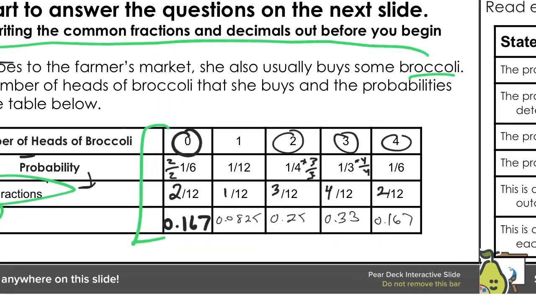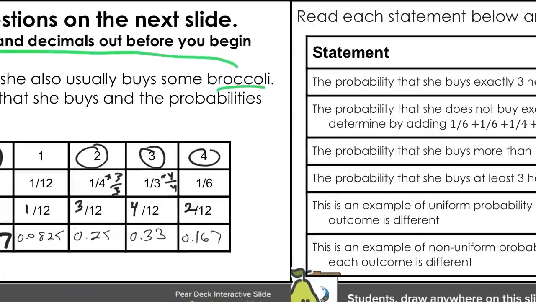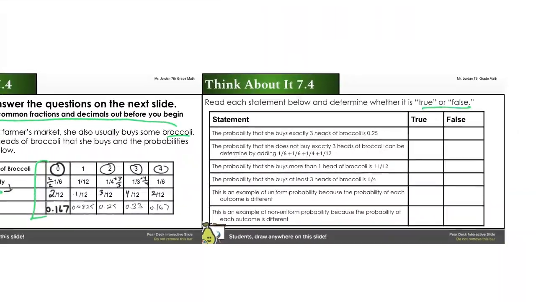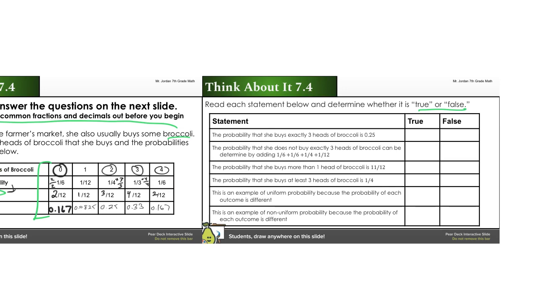So now that I've filled this out, I'm going to answer the true or false questions. The probability that she buys exactly 3 heads of broccoli is 0.25. Exactly 3, we actually see that that's 0.33, so that is going to be false. You can put a check or an X.